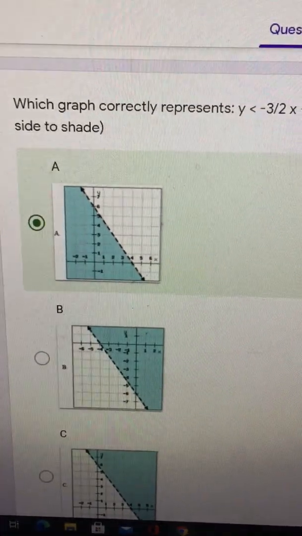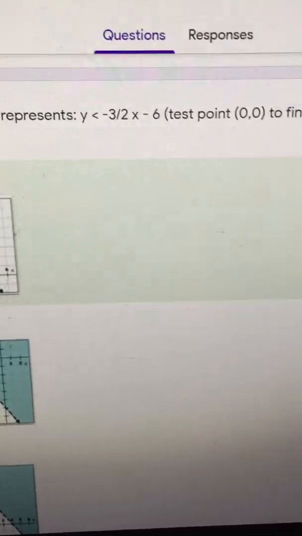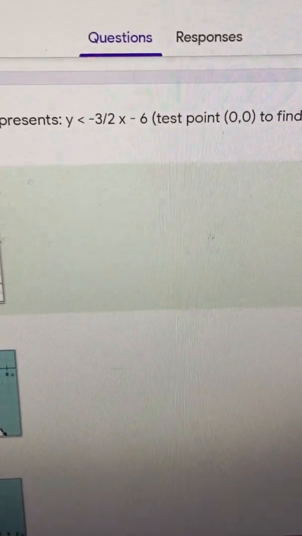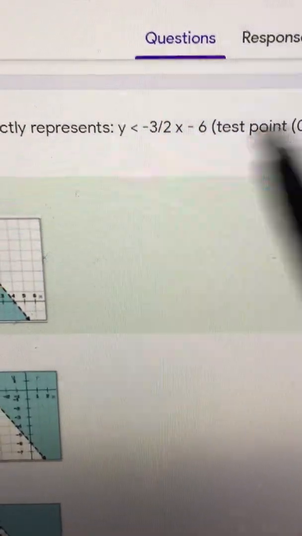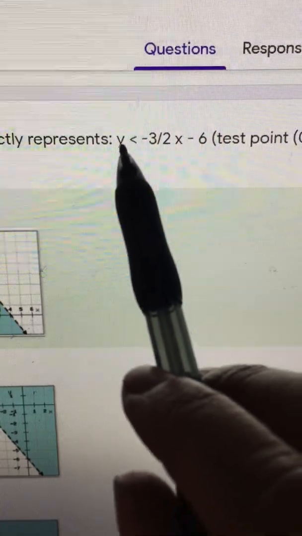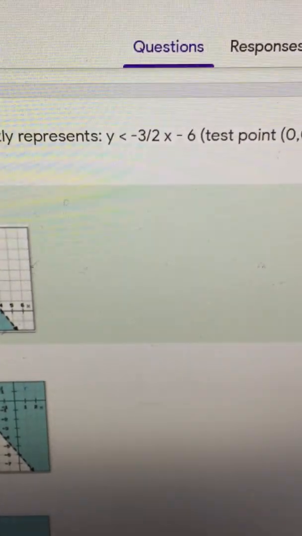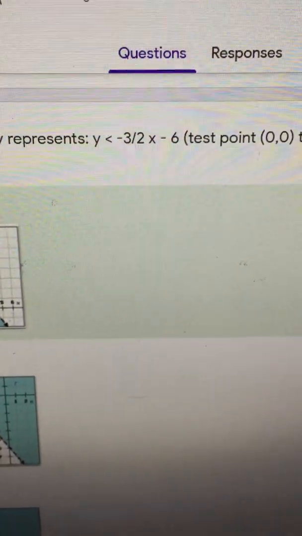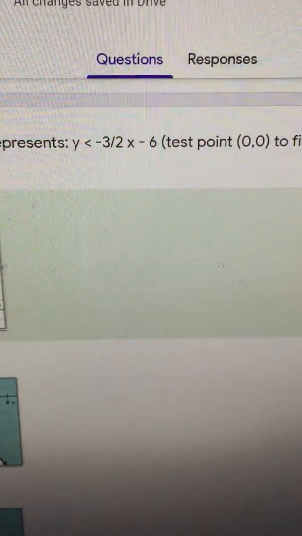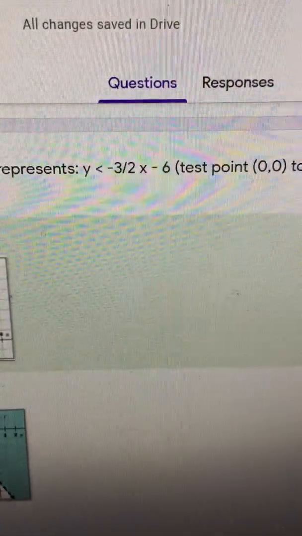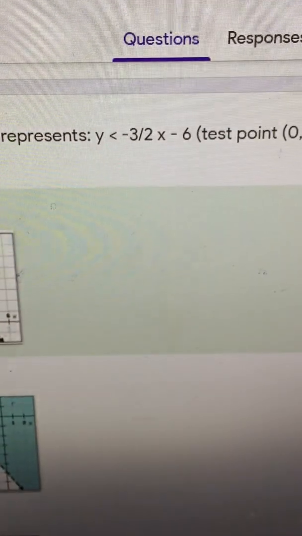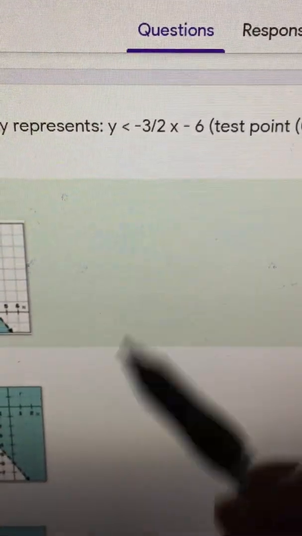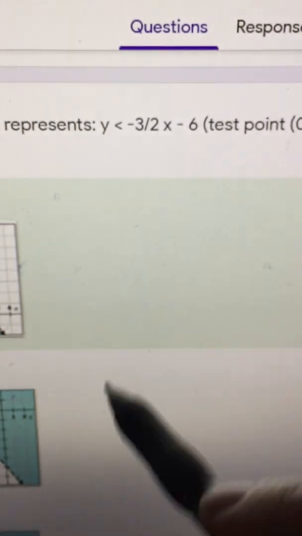This one was asking you which graph correctly represents this. Y is less than -3/2 x minus 6. Now, since this is in y equals format, the y is less than whatever the line is. Whoops. I don't know if y'all can see that or not. Let me see if I can get it out of there. Oh, there it goes. Okay, so y is less than whatever the line is, which means it's going to be shaded below because y's get smaller going down. So whatever the graph is, it should be shaded below it.